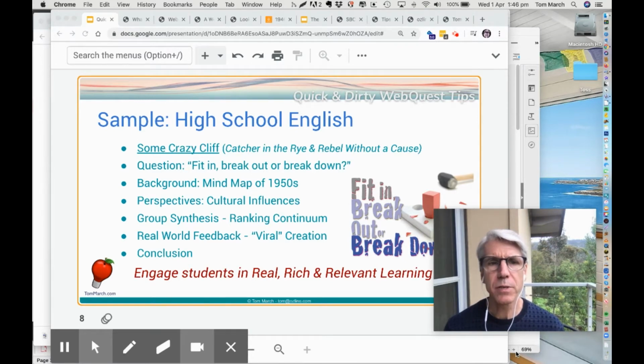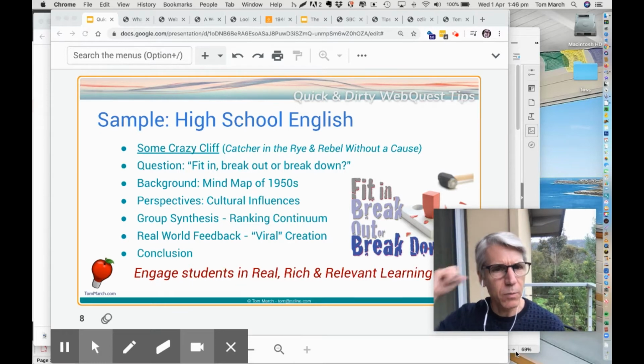Okay, so this one is, I call, the website Some Crazy Cliff, inspired by The Catcher in the Rye. It also includes Rebel Without a Cause and James Dean as the focal core texts. You can see from the graphic there that we're talking about square pegs and round holes. And the challenge and the big question is right there in the title: fit in, break out, or break down.